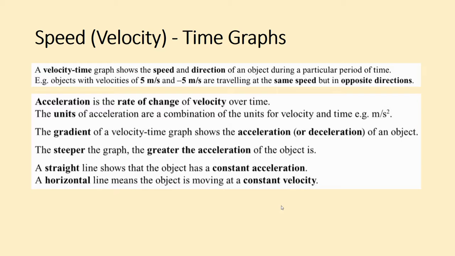As with gradient, the steeper the graph, the greater the acceleration of the object is. And just to be mindful, a straight line shows an object has constant acceleration, and a horizontal line means the object is moving at a constant velocity or speed.